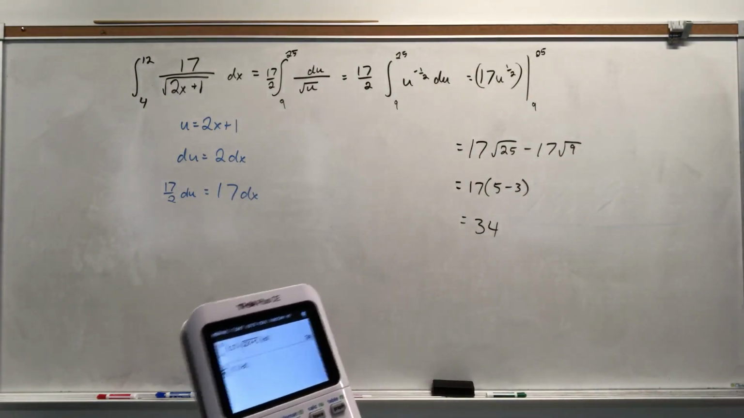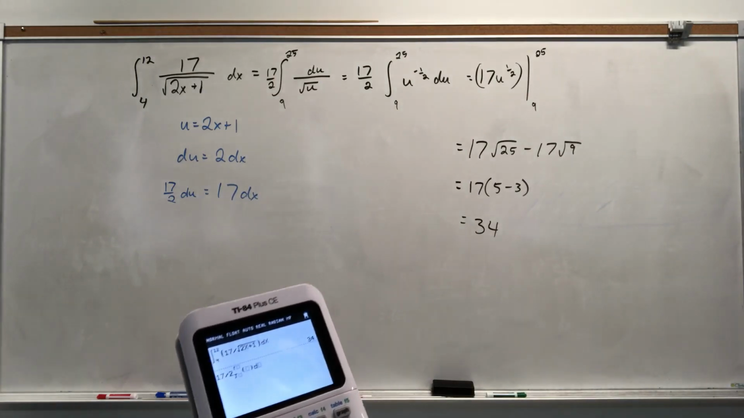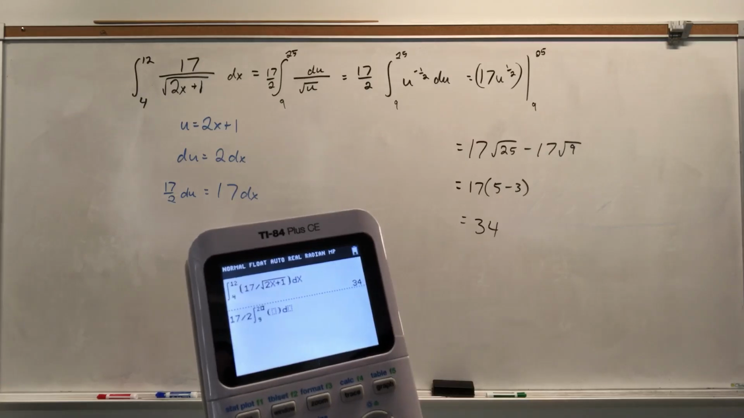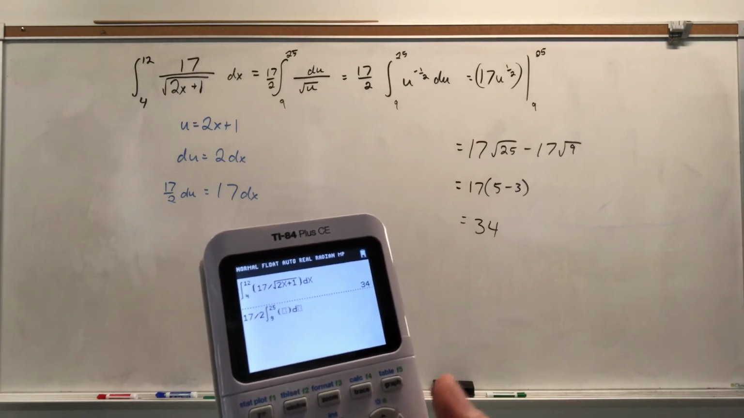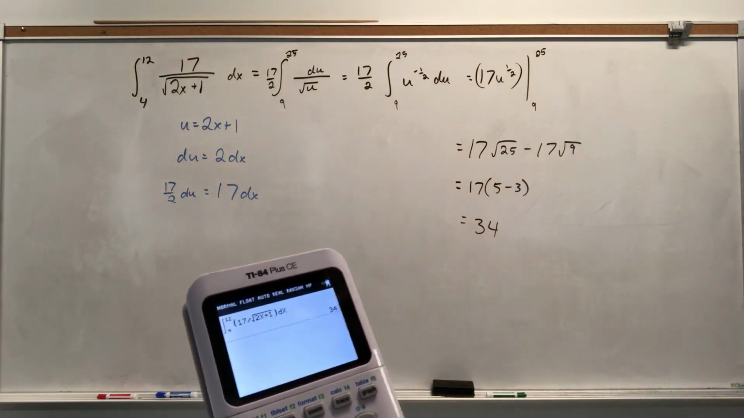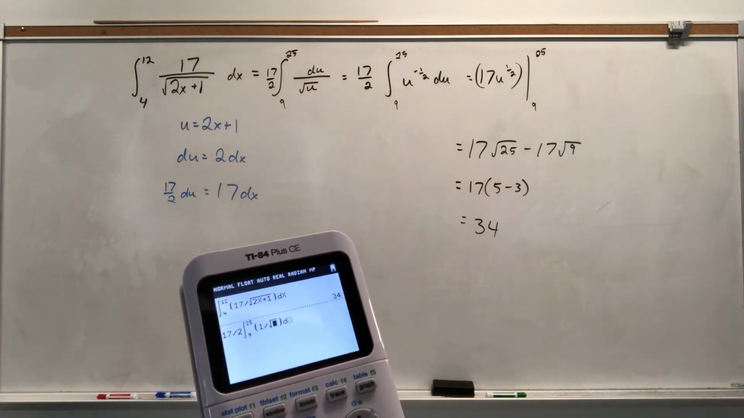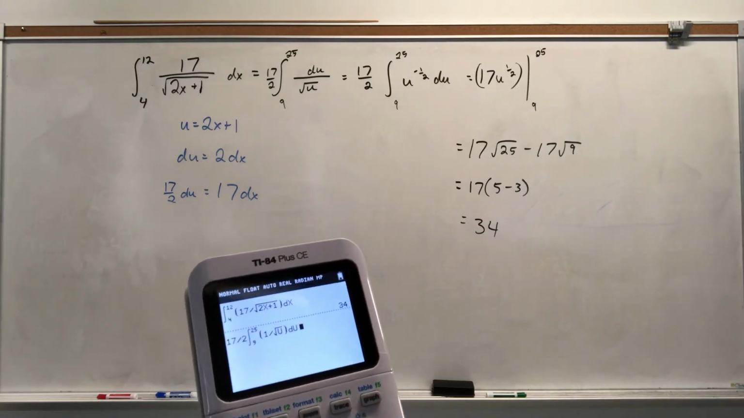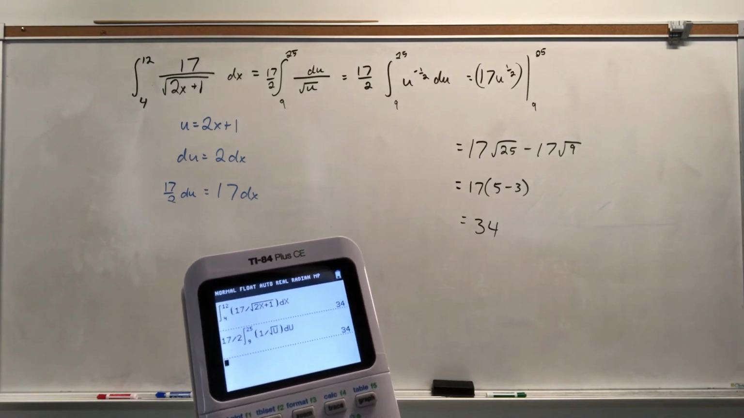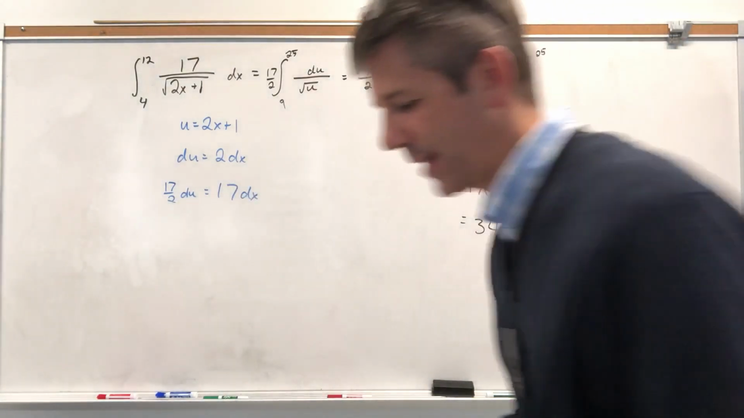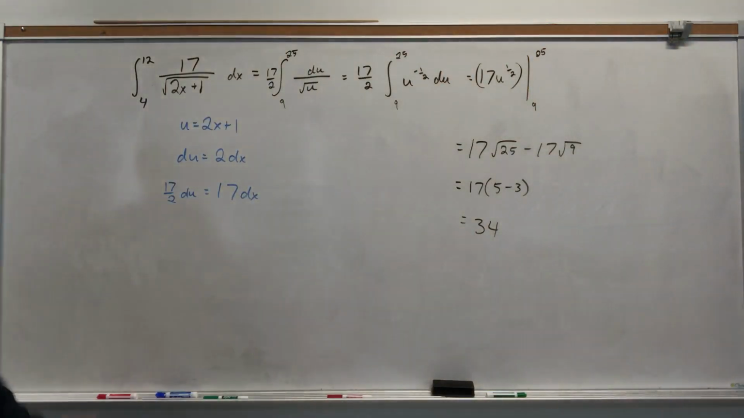Well, let's actually start over with 17 halves and then go from 9 to 25 of 1 over the square root of u. We'll just call it 1 over the square root of, oh, let's use the right variables. Let's use u with respect to u. And this should give us 34. Are you as amazed as I am? Yeah, hope so. Okay, we got the answer to this one.